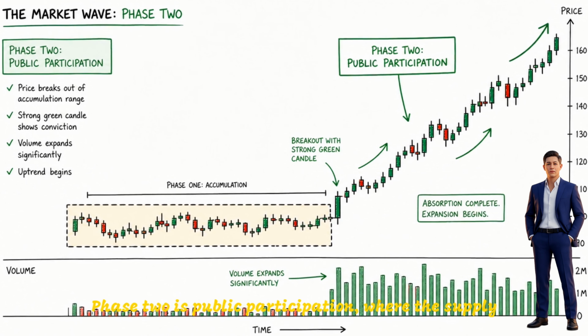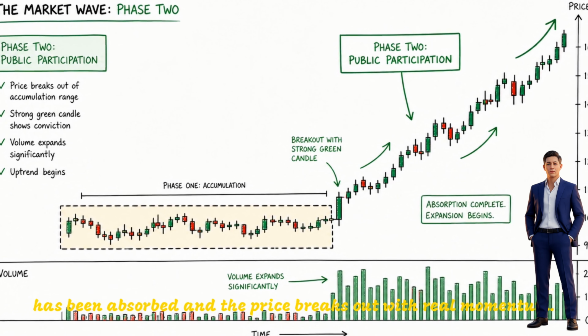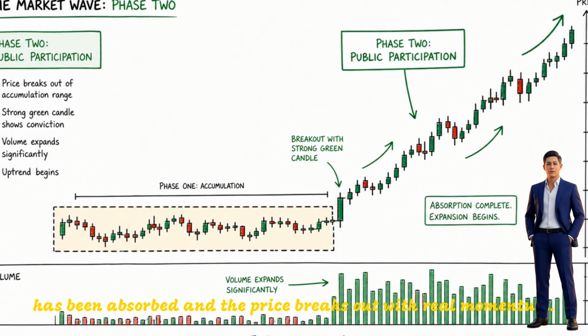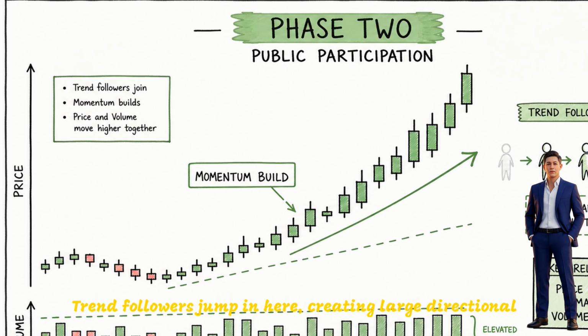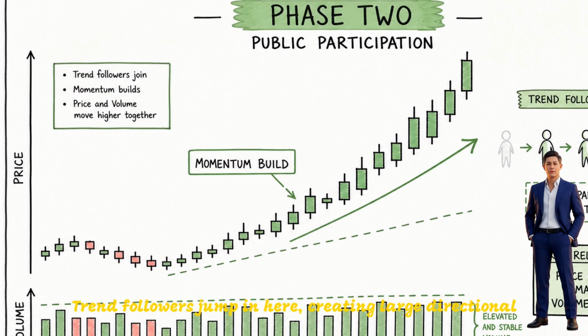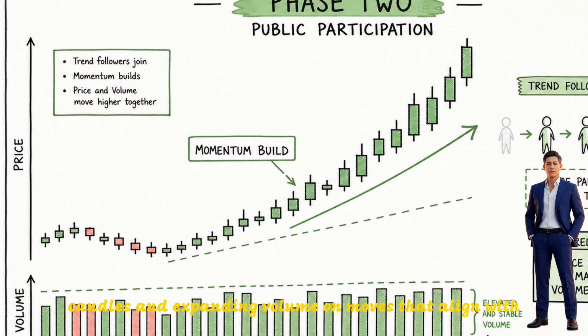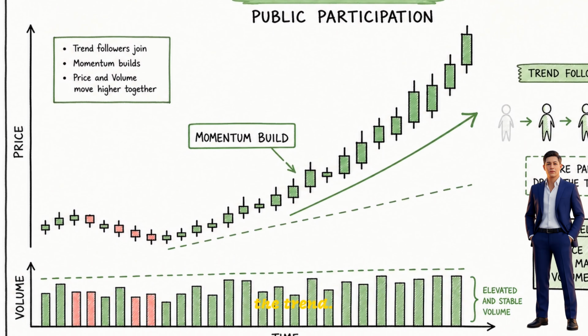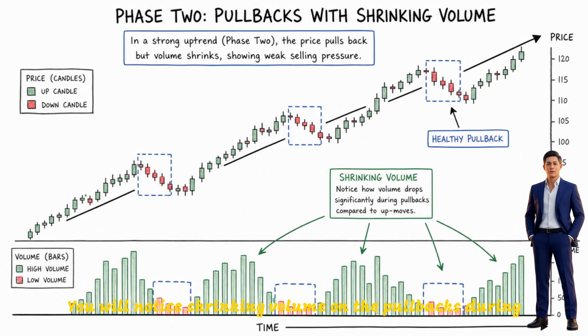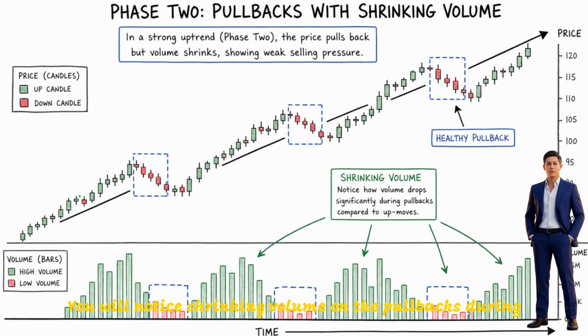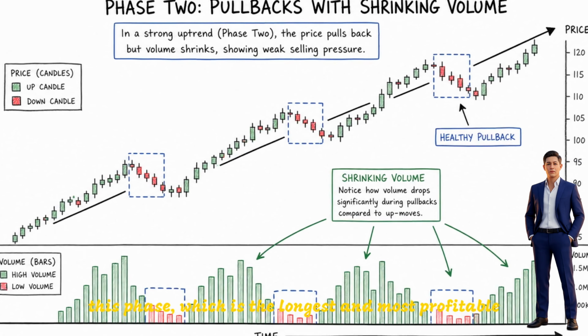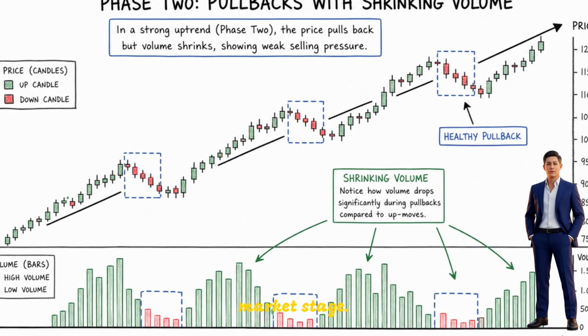Phase 2 is public participation, where the supply has been absorbed and the price breaks out with real momentum. Trend followers jump in here, creating large directional candles and expanding volume on moves that align with the trend. You will notice shrinking volume on the pullbacks during this phase, which is the longest and most profitable market stage.